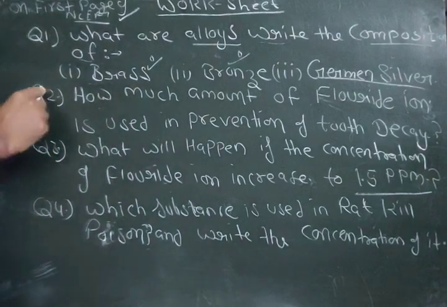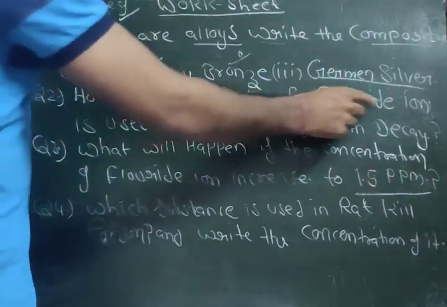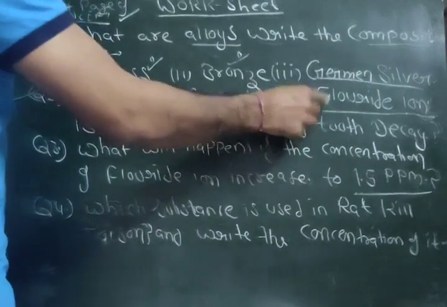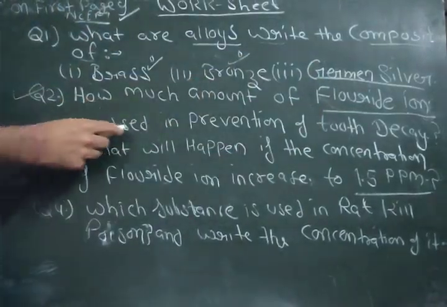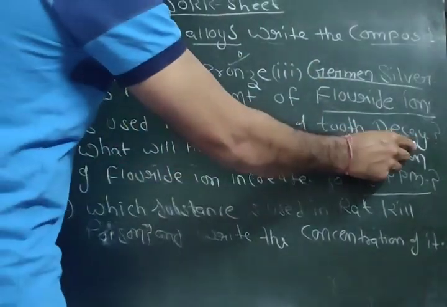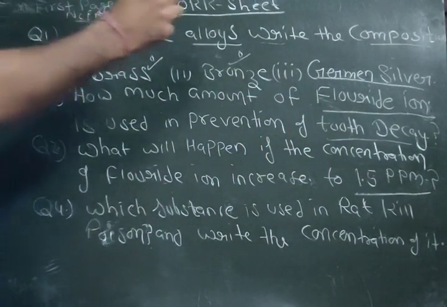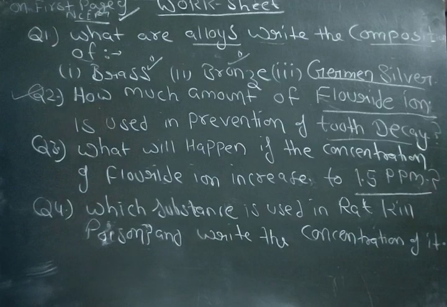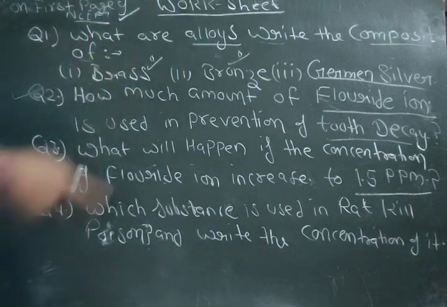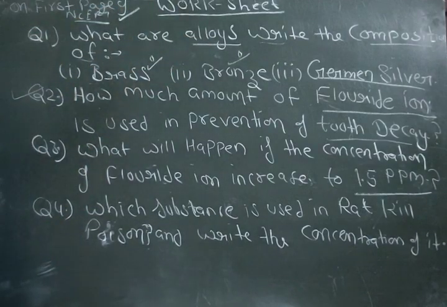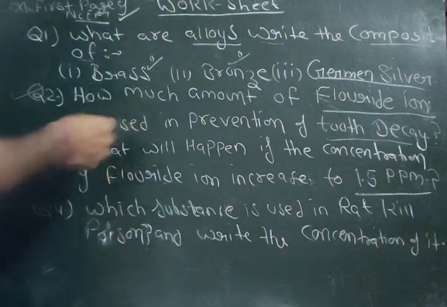Okay, so the next question is: how much amount of fluoride ion is used in the prevention of tooth decay? It is used in toothpaste, so you have to tell the amount of the fluoride ion. How much amount? It is also given on the first page, so you will read it and get to know the answer.